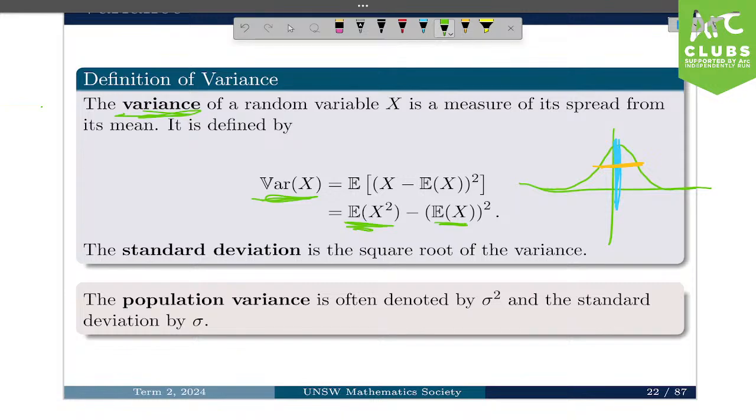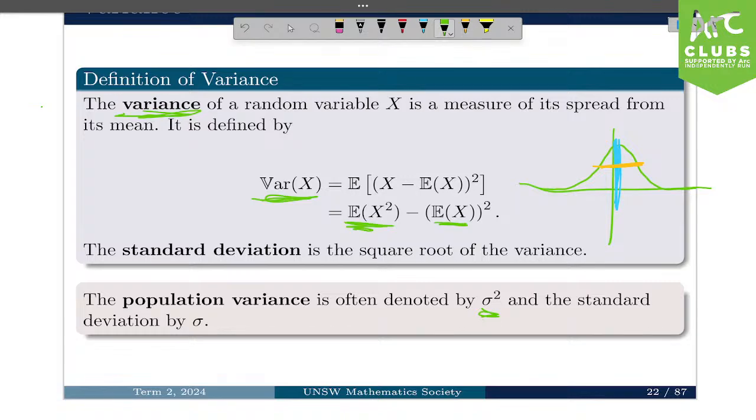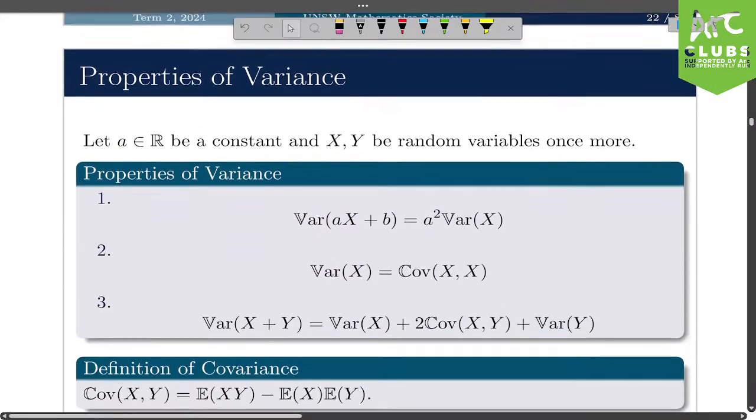Oftentimes in statistics, especially if you're looking at a paper, you will hear about the standard deviation a lot more than the variance. The standard deviation is just the square root of the variance, or the variance is the square of the standard deviation. Okay, properties of variance.